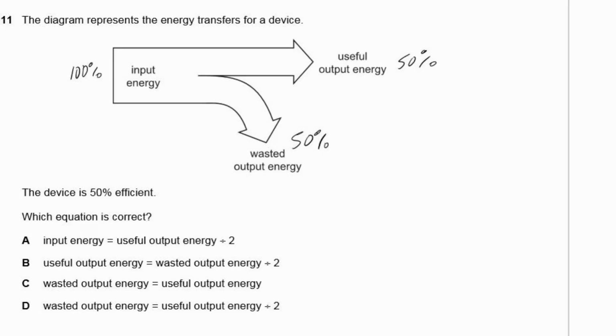Which equation is correct? Input energy equals useful output energy divided by 2. Well, that's no. Useful output energy equals wasted output energy divided by 2. No. Wasted output energy equals useful. Well, yeah, they're both the same. And D, wasted output energy is useful output divided by 2. No. So the answer is C.